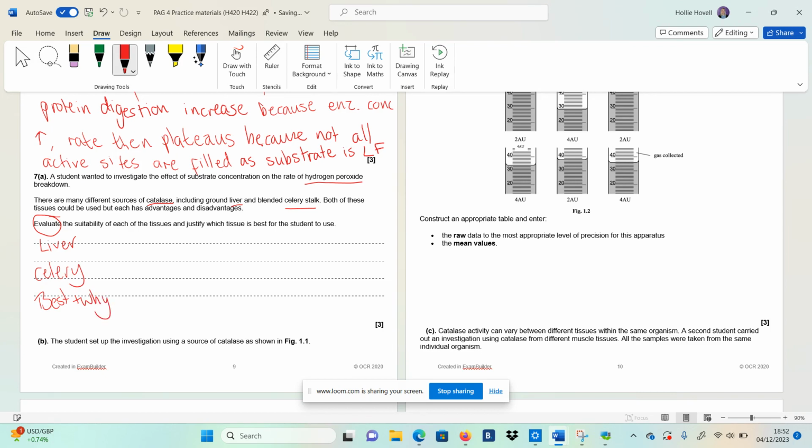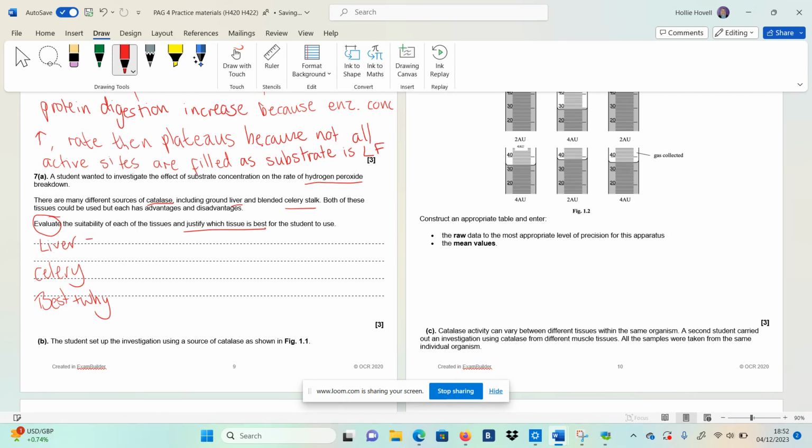That's what evaluate means. So one side of the argument, other side of the argument, and it specifically said justify which tissue is best, make a decision, but don't just go with one because it said evaluate. You need to talk about both sides of it. Okay, so you could have said, for example, there's lots of things in the marks scheme.